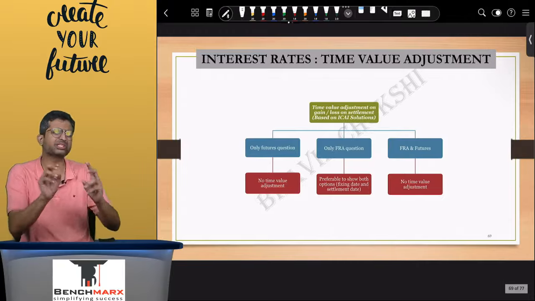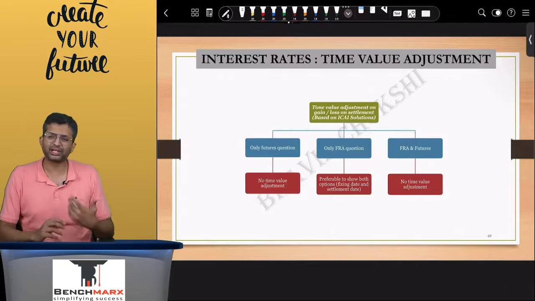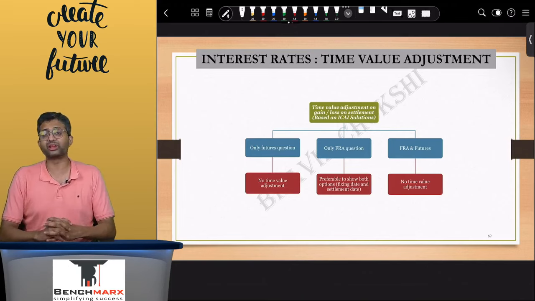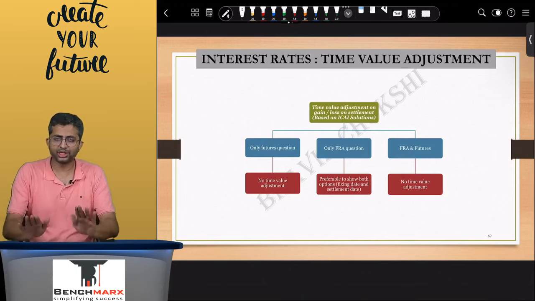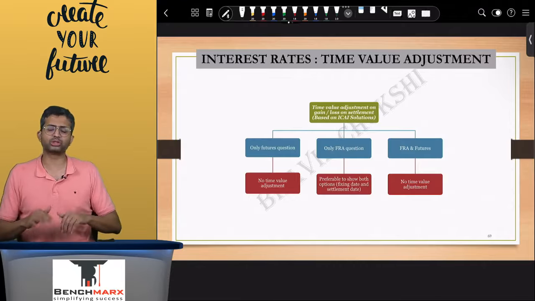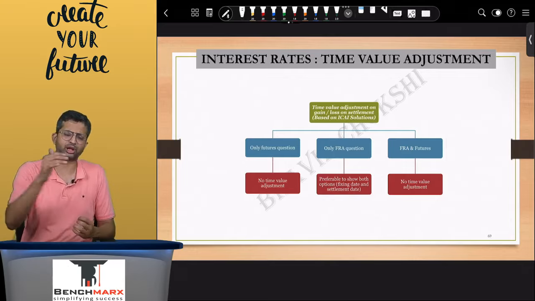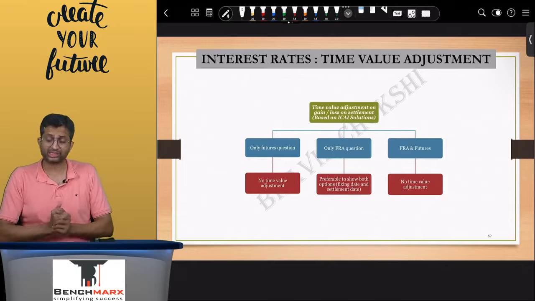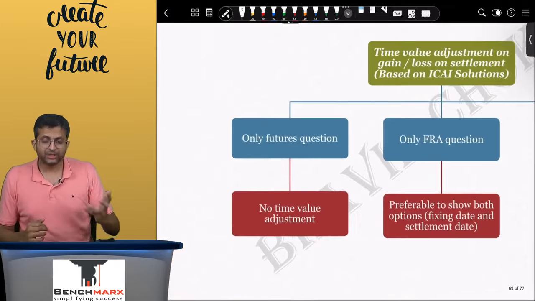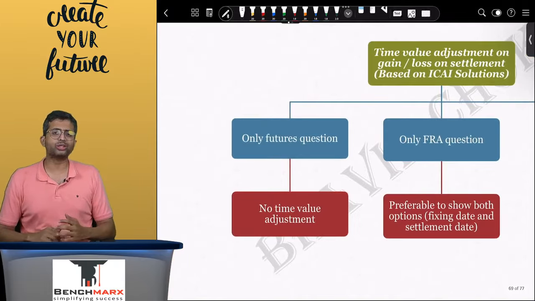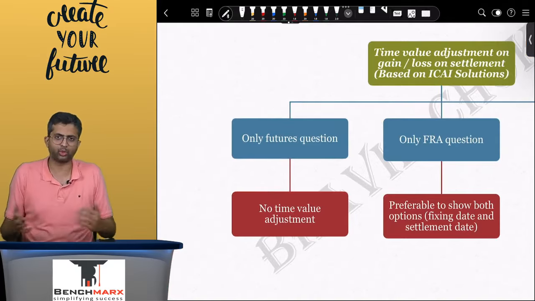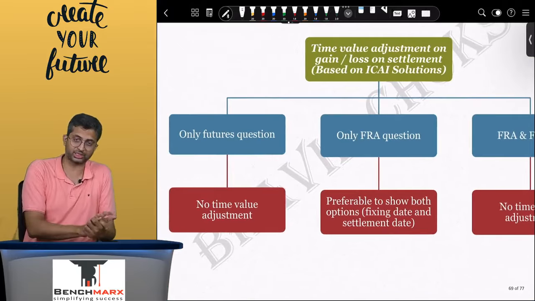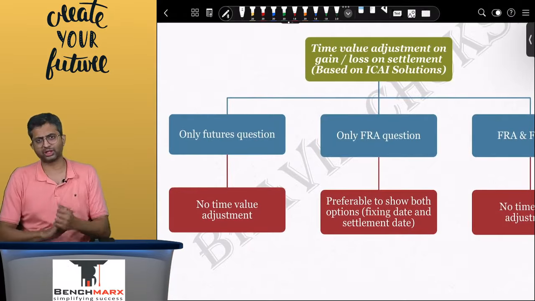Time value adjustment. Now this is where things get a little complicated, in the sense that institute solutions have been slightly inconsistent between FRA and futures. So here what we are commenting is only based on the general institute solutions in the study material, RTPs, as well as past exam questions. If it's an only futures question, then you will not do a time value adjustment. If it's an only futures question, institute does not do that, so we avoid doing it. If it's an only FRA question, then institute does a time value adjustment.